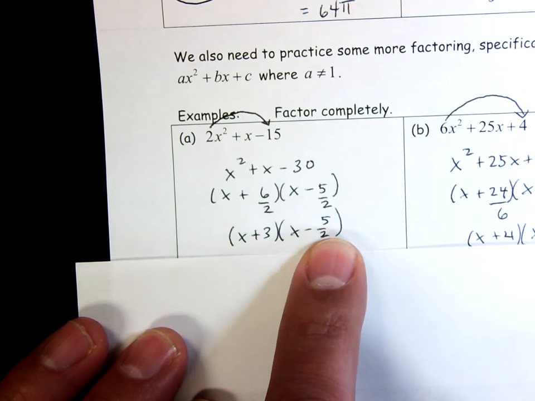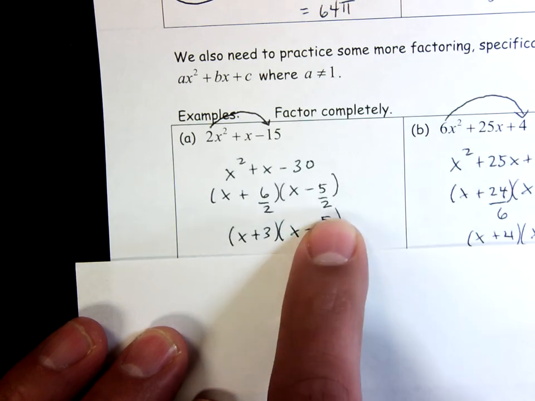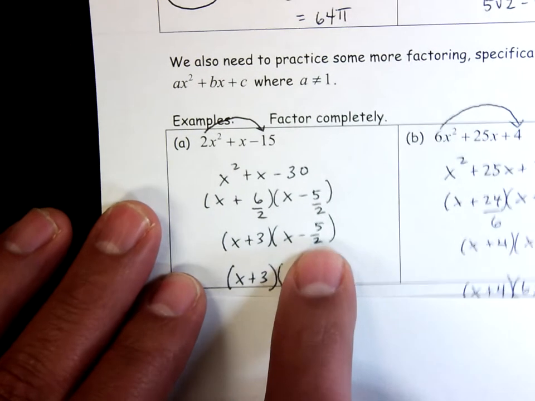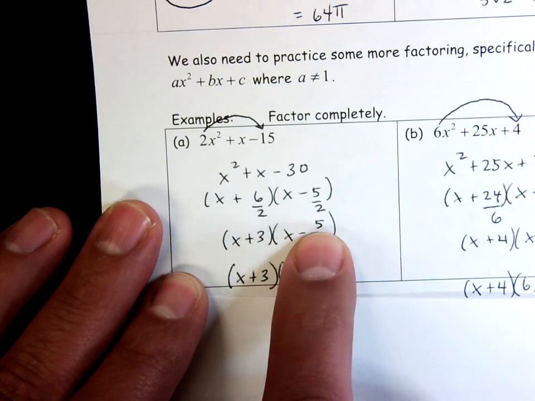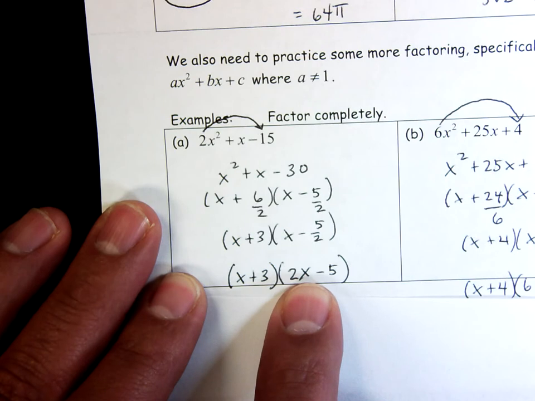Whenever you've got a fraction, I take the number that's on the bottom, this 2, and I times it by the x, and then basically I drop it from this piece. So it just becomes 2x minus 5. This 2 multiplies this x, and then I just bring down the minus 5. So it's x plus 3 times 2x minus 5.